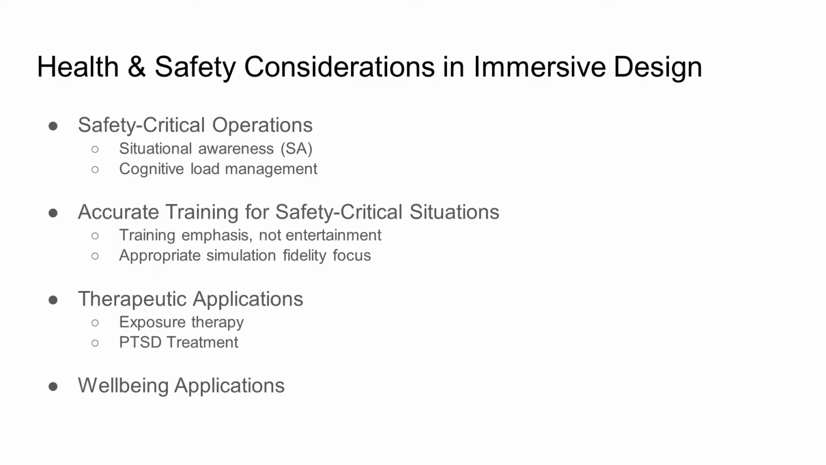Now, having said that, let's get into it. We'll be looking at 4 main subtopics today. We'll start with safety critical operations, where situational awareness and cognitive load management is important. Essentially, this is where accidents can happen if you're not paying correct attention. And we can induce this by overloading people with information or not giving them enough information. But essentially, it comes down to proper immersive design. That's what we're here for.